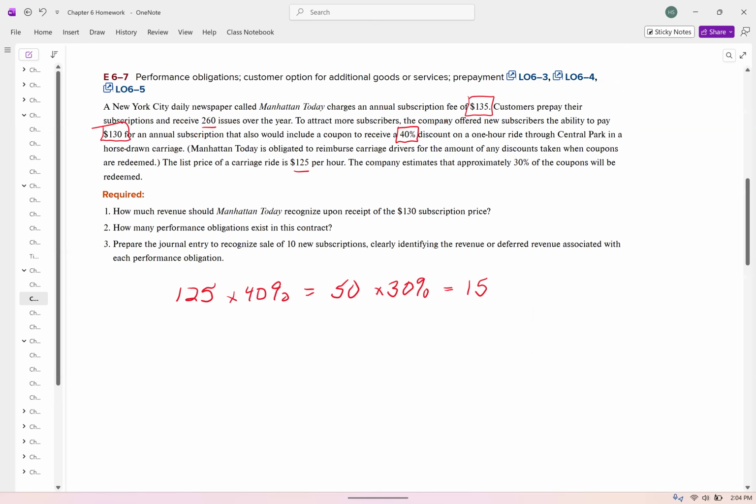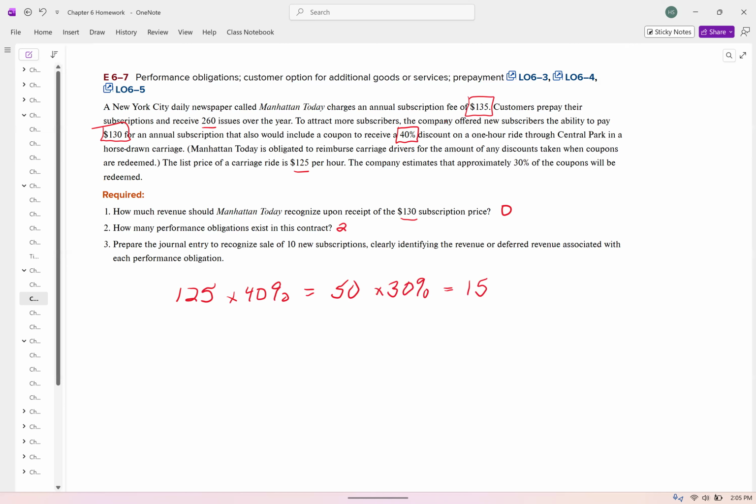Okay. So the first question they ask us, how much revenue should Manhattan Today recognize upon receipt of the $130 subscription price? No revenue should be recorded. We're just getting the cash. That's a trick question. So that's 0. Okay. How many performance obligations exist in this contract? There is 2. There's the subscription and then there is the discount on the carriage ride.